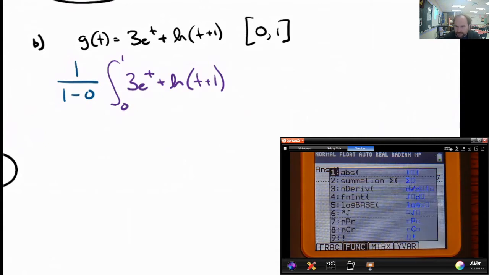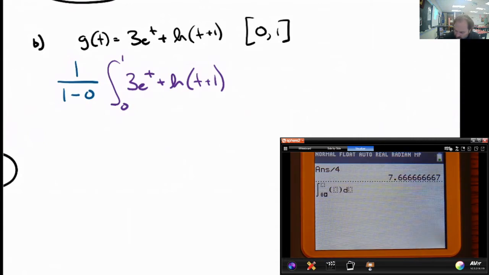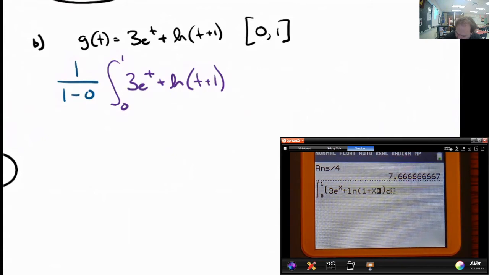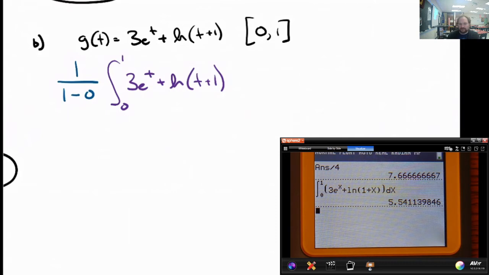Let's open up our fnInt, 0 to 1. We have 3 times e to the x power plus the natural log of 1 plus x, dx. Bam. And that's what we're looking for. 5.541 looks like it's about the answer. So we're good on this front.